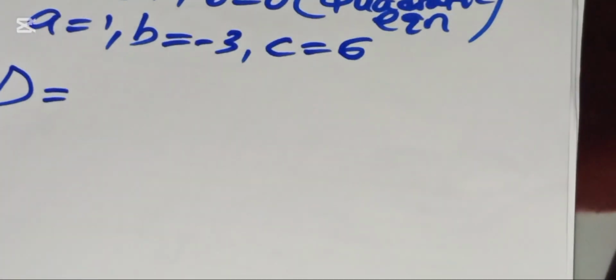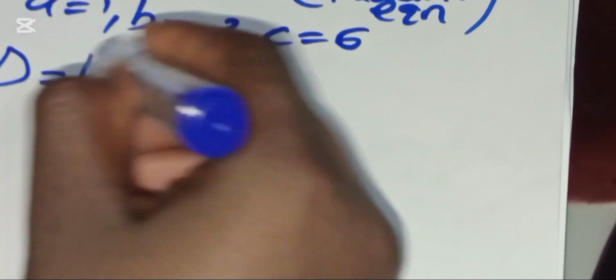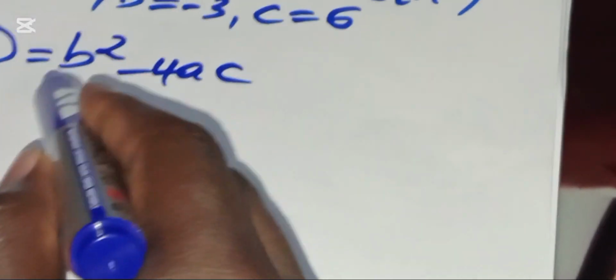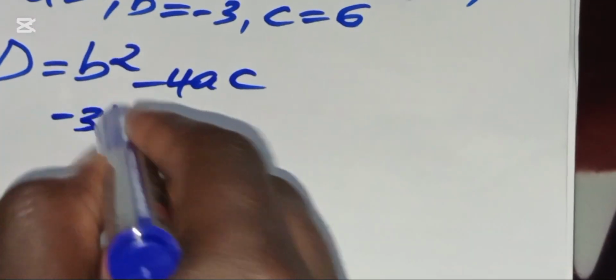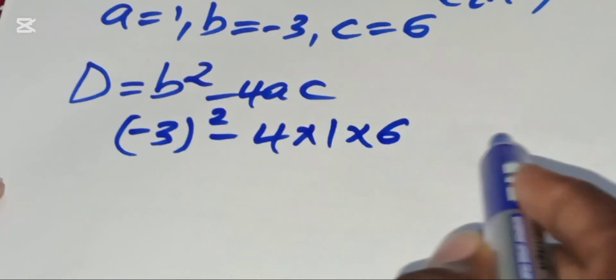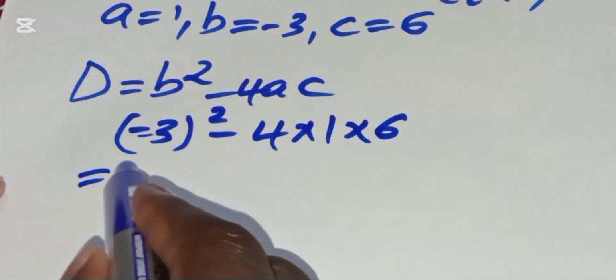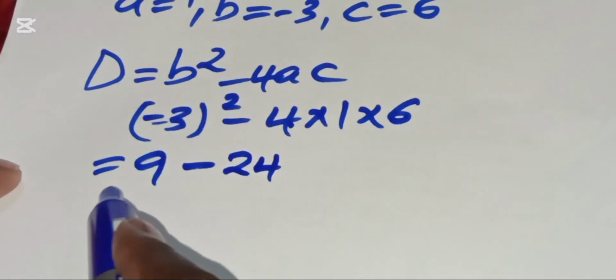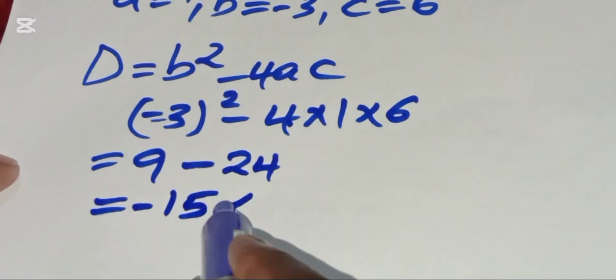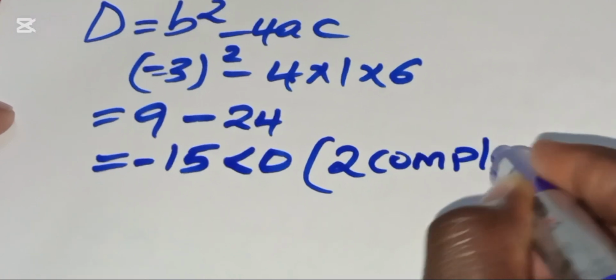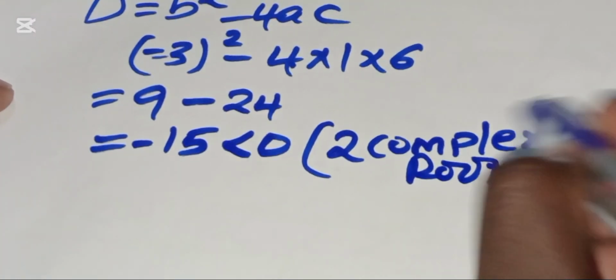Now from what we have here, we can check the discriminant value so that we can check the nature of the root. Discriminant value is equal to b squared minus 4ac, okay? Now b squared, that is negative 3 squared, subtract 4 times 1 times 6, okay? So from what we have, this is 9, subtract 4 times 6, which is 24, and this is equal to negative 15, which is less than 0. So in this case, we have two complex roots, okay? These are two complex roots, and these are imaginary roots.